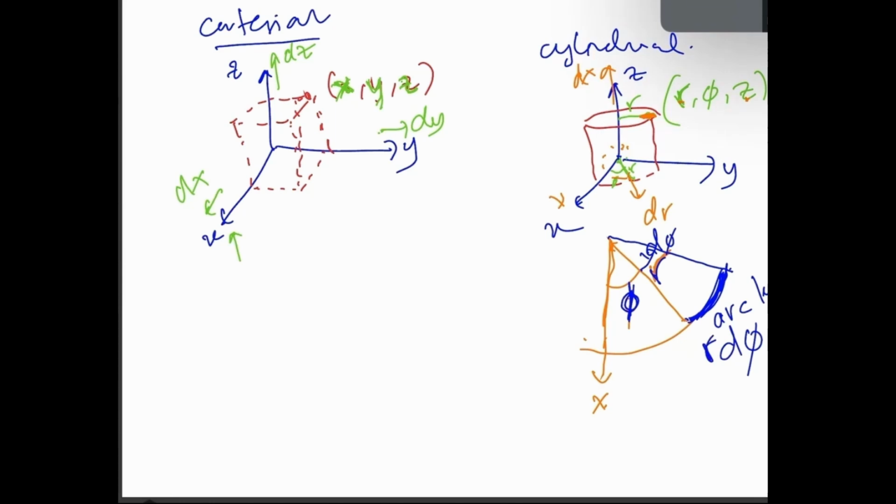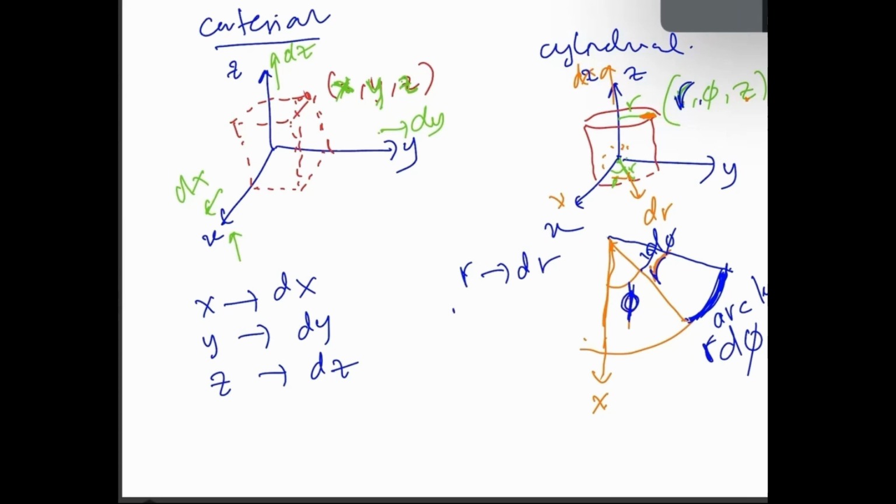The distance changes. For Z it is dz. For R it is dr. For Cartesian, the changes are x dx, y dy, z axis dz. For cylindrical R, the change is dr, phi changes is r d phi. This one is arc length. Sorry, this one is phi. And then z, the change is dz.